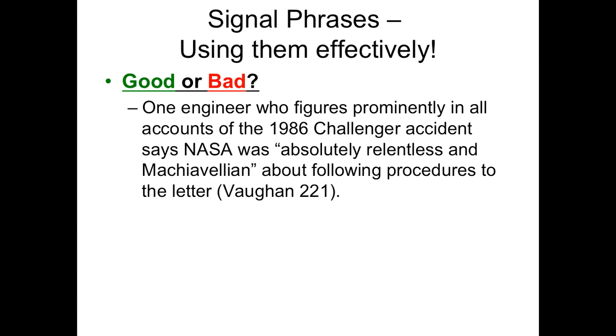So here's an example. One engineer who figures prominently in all accounts of the 1986 Challenger accident says NASA was, quote, absolutely relentless and Machiavellian about following procedures to the letter. And then the parenthetical citation says Vaughn 221. Is this a good way to use signal phrases, or is this a bad way to use signal phrases?